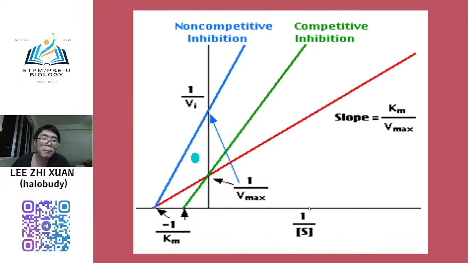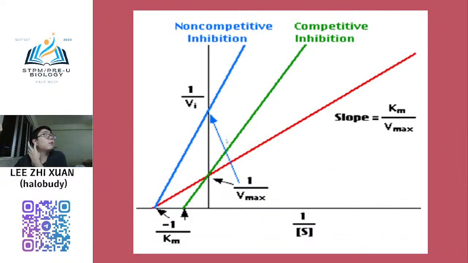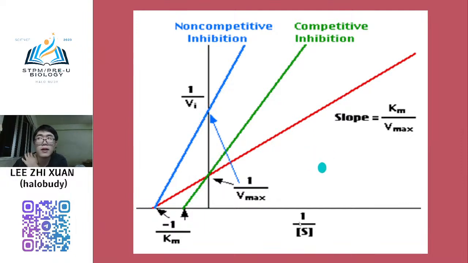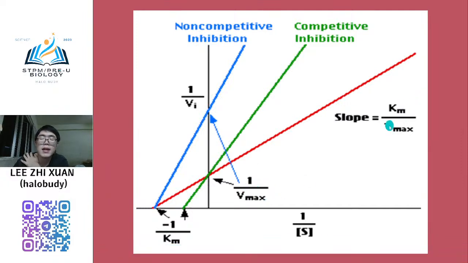Line variable plot, you will see it like this. Normally they will ask you to calculate. They will give an equation. What kind of equation, you still remember, right? 1 over velocity enzymatic, we plot 1 over enzymatic rate versus 1 over substrate concentration. You know that your x-intercept is negative 1 over Km, your y-intercept is 1 over Vmax, and your slope is Km over Vmax.